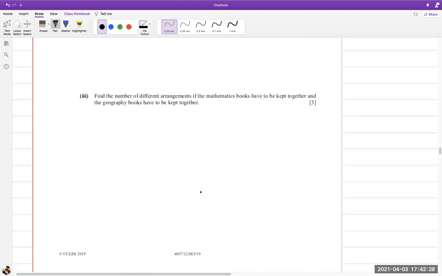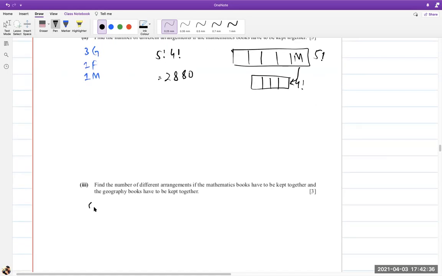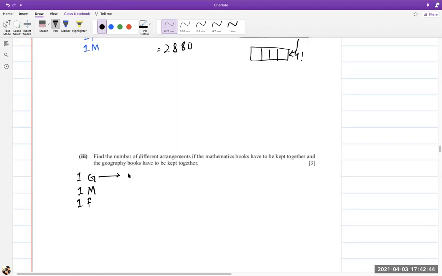Find the number of different arrangements if the maths books have to be kept together and geography books have to be kept together. So now what we have here is a geography section, a math section, and a French book. In the geography section, you have 3 books, so that's 3 factorial inside it. In the math section, you have 4 books, so 4 factorial inside it. And within these 3 sections, you can just jumble them up any way you want. So that's 3 factorial. So it's 3 factorial, 3 factorial, 4 factorial. Because you're picking all the books, there is no requirement to use C or P, even though you can solve this through that method as well.